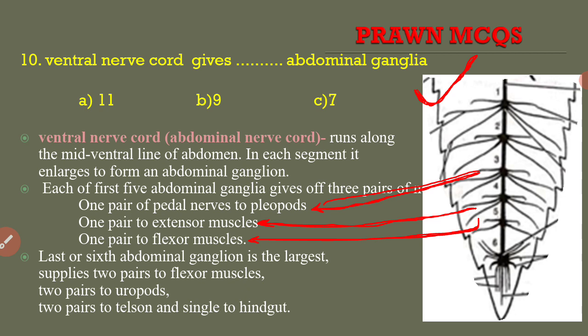And the last, or sixth, abdominal ganglion is the largest ganglion. From that ganglion, various nerves arise: 2 pairs to the flexor muscles, 2 pairs to the uropods, 2 pairs to the telson, and a single nerve to the hindgut. So from the sixth abdominal ganglion, which is the largest, 7 pairs of nerves arise and innervate the flexor muscles, uropods, telson, and hindgut.